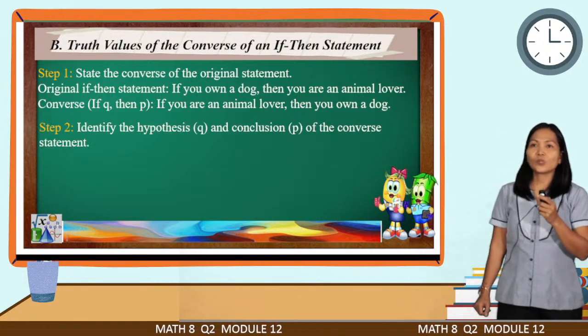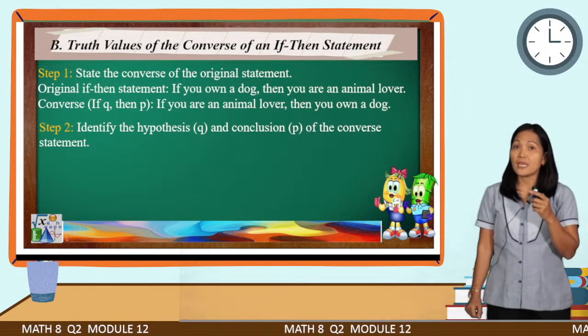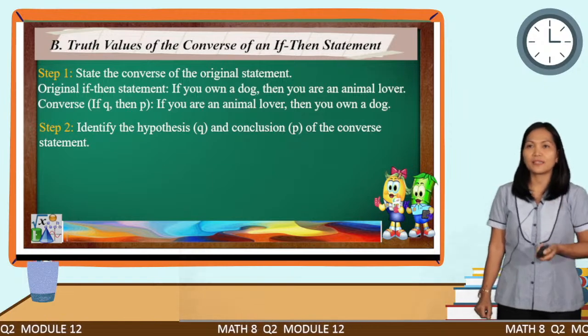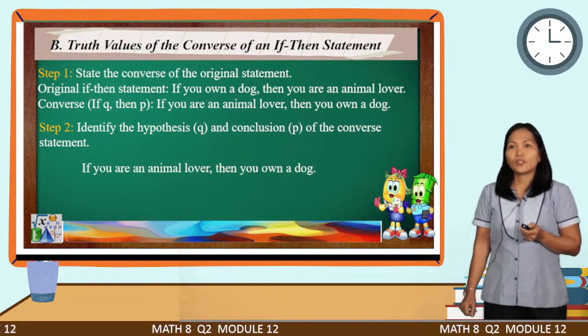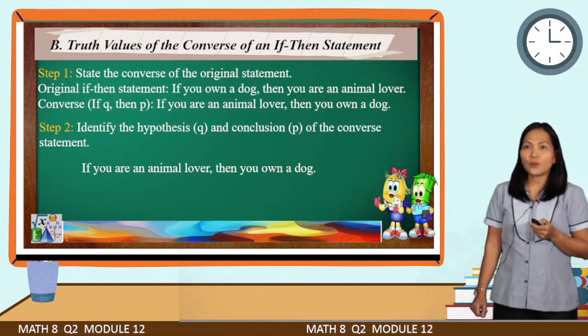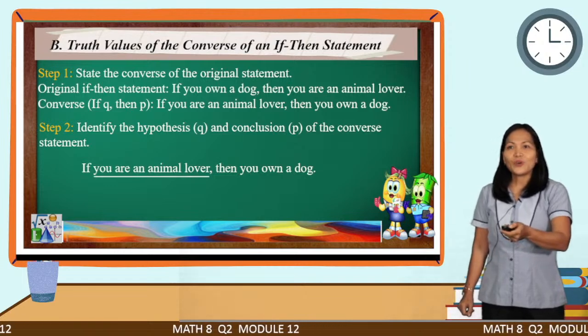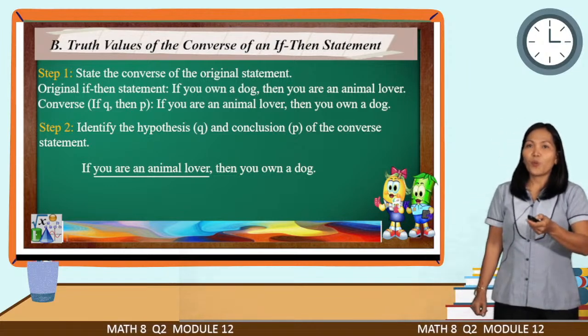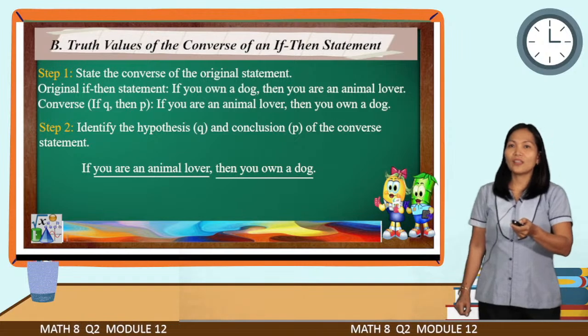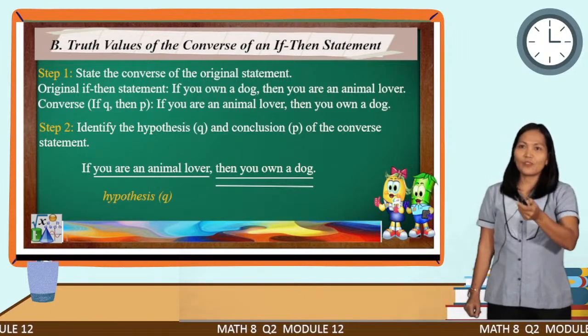Next step is to identify again the hypothesis Q and conclusion P of the converse statement. So, if you are an animal lover, then you own a dog. What is our hypothesis? Yes, you're correct. You are an animal lover. What is our conclusion? You own a dog. So, that's the hypothesis and the conclusion.